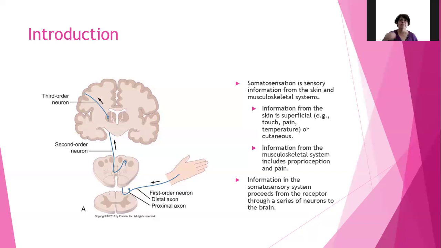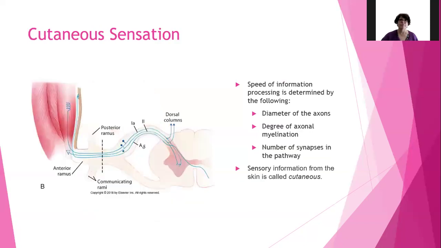So the first order neuron is the most distal, and it takes the information from the periphery into the dorsal horn of the spinal cord. The second order neuron travels up the spinal cord to the thalamus or brainstem, and then the third order neuron takes it from the thalamus or brainstem to the cerebral cortex for processing. The thalamus also does a significant amount of processing, and we'll talk a little bit more about that.